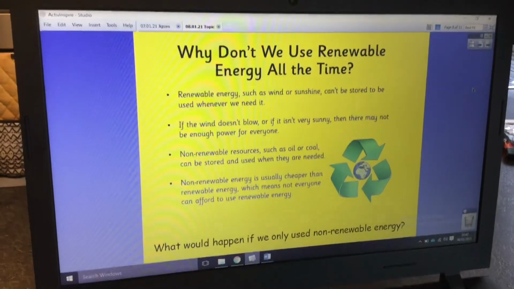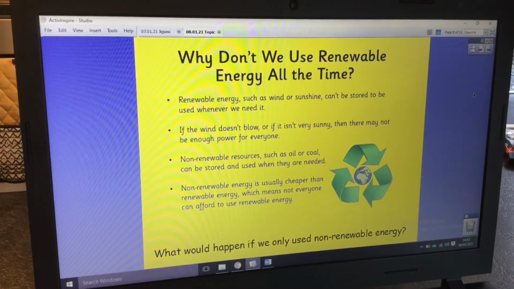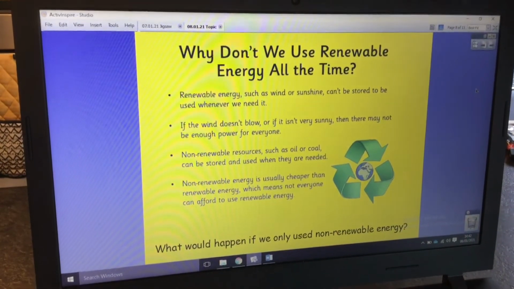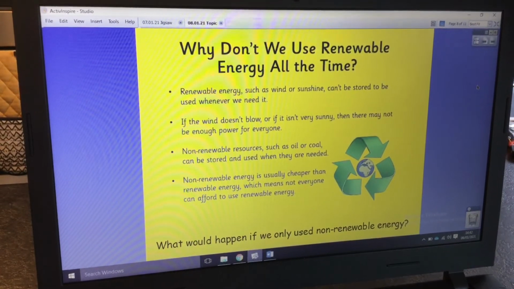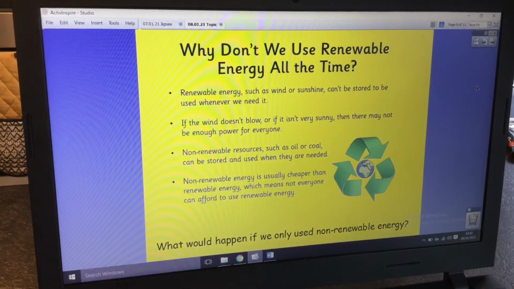So why don't we use renewable energy all the time? Why is it we're still using this non-renewable energy? Because soon those resources are going to run out. Well, renewable energy, such as wind or sunshine, can't be stored to be used whenever we need it.